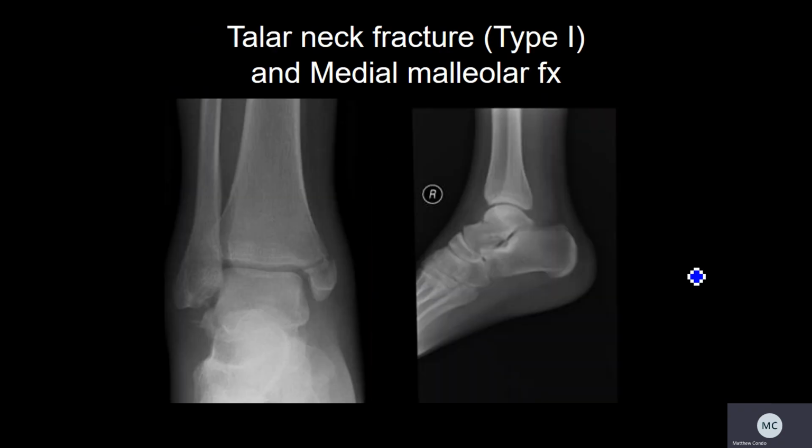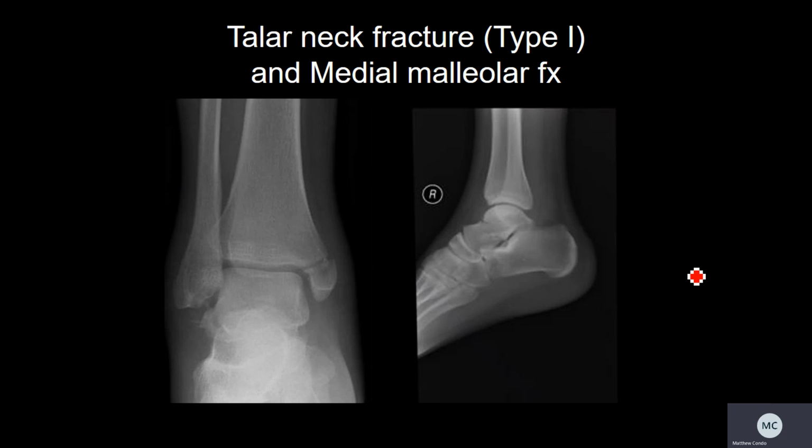This is the type 1. What we can see here is a medial malleolar fracture, and we can also see a Taylor neck fracture. This is where, again, one view is no view. Got to remember that. So what we see here is right there, there's my medial malleolus fracture.